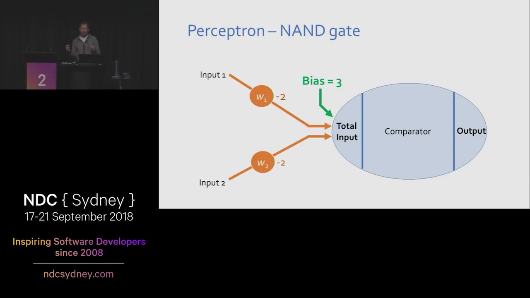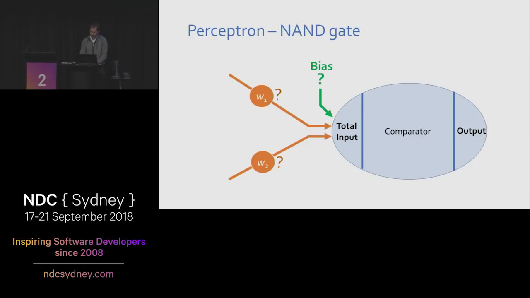The interesting bit is how do we get this thing to learn? Because I put those biases and weights in myself. I worked it out. But imagine we didn't know that. We didn't know what they were. The interesting bit is, can this learn? Can it learn from examples what the correct bias and weights are in this case?